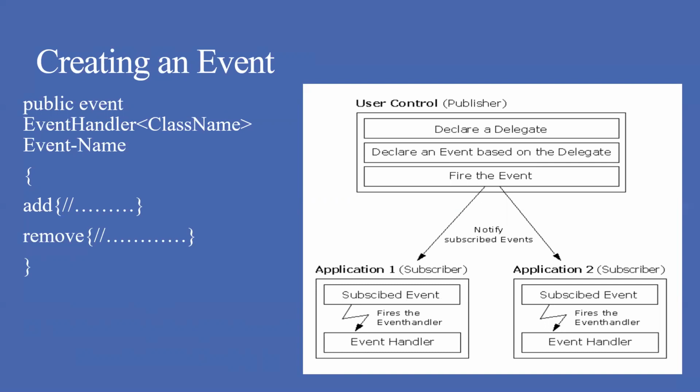Now, let's say we want to add one more subscriber, then we can use the add, which you can see on the left. And if you want to remove an existing subscriber, let's say application 2 wants to unsubscribe, then we can use the remove in the code.